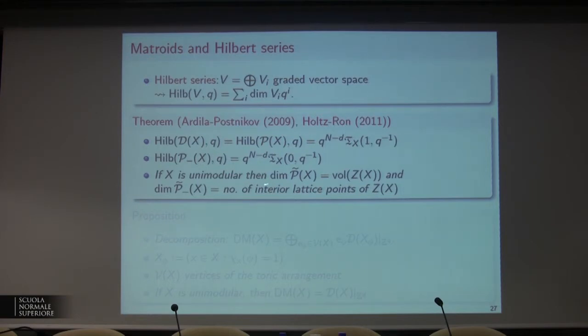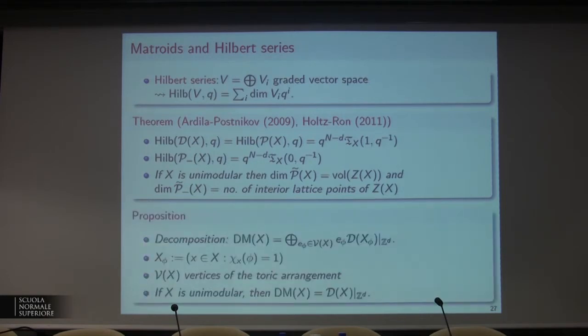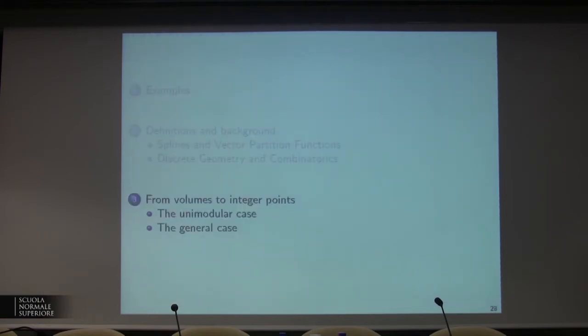And of course, by the results of the previous slide, the dimension of the central P-space is equal to the volume of the zonotope, and the dimension of the internal P-space is equal to the number of interior lattice points of the zonotope. And we also have a decomposition of the discrete Dahmen-Micchelli space as a direct sum over all vertices of the toric arrangement. So we take some local continuous spaces, where X_phi is the sublist of X of all the vectors in X whose character defines this vertex. And yeah, this was the section.